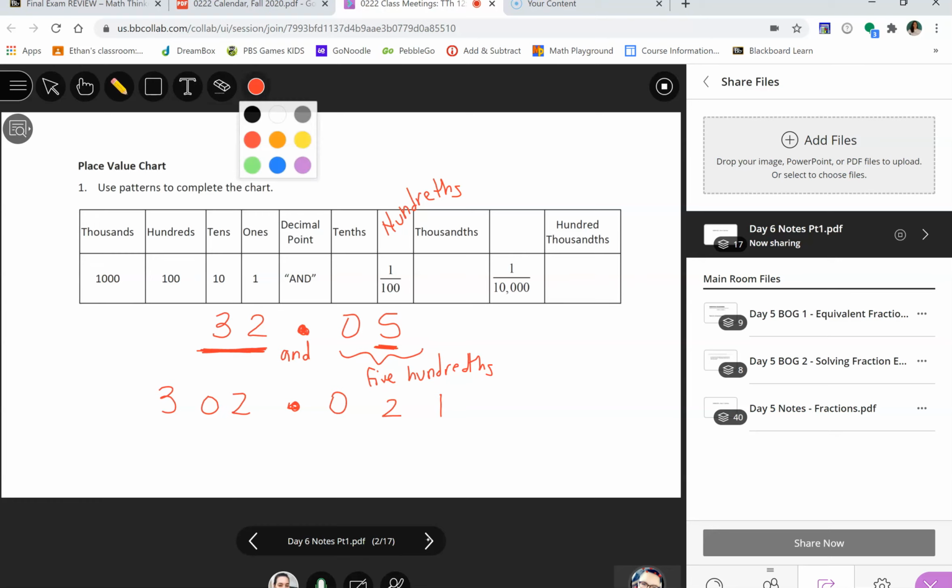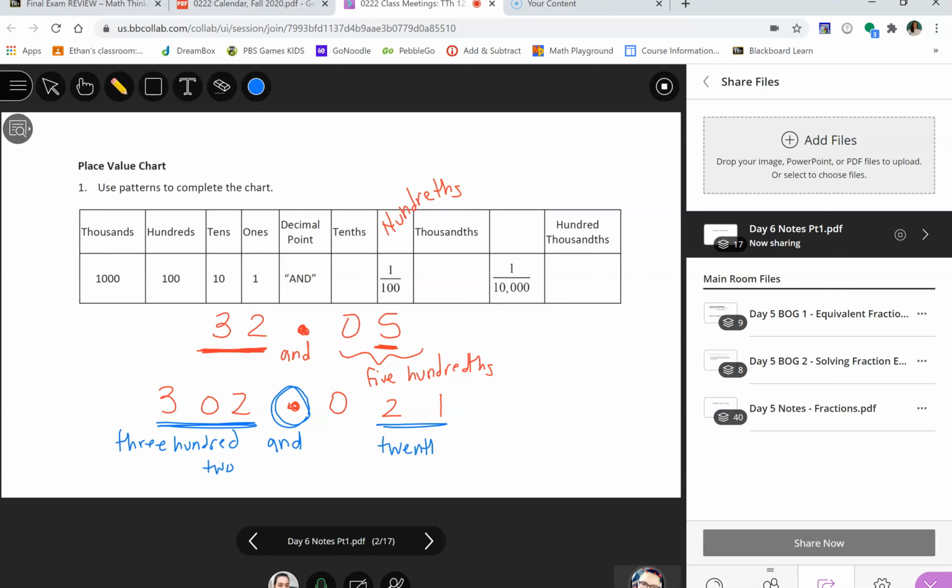So here's the thing that students say in everyday English. We would probably read this 302, right? But the word "and" is specifically going to be reserved for that decimal. So I would just have to read this 302 with no "and" in it, 302. And then I have the number 21 there. 21, and the 1 would be in the thousandths place.